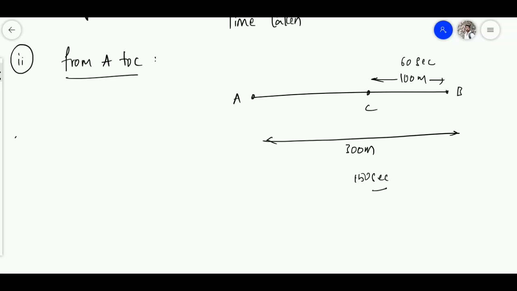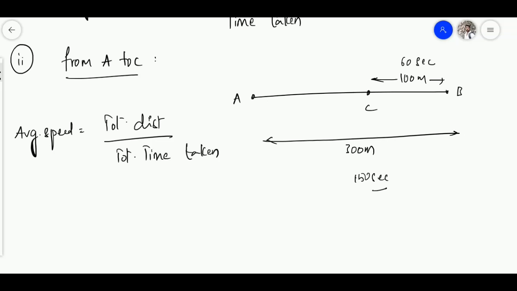So from A to C, let's do the average speed. Average speed equals total distance by total time taken. In the distance, we have to calculate the entire path he covered. So first he went from A to B, that is 300, and he came back till C, that is one more 100. The total time taken is 150 seconds for A to B, and then back to C from B, that has been 60 seconds. So totally it will be 400 divided by 210 meters per second.